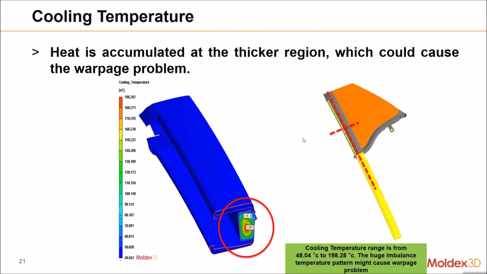Okay, so this is the first result from the simulation, and this is the cooling temperature. You can see the heat is accumulated at the thicker region, which could cause the warpage problem, just like I showed you on the previous page. I showed you many root cause factors that cause the warpage problem. The uneven thickness might be one factor. The cooling temperature ranges from 48 C to almost 200 C, as we can see on this temperature bar. So the huge imbalanced temperature pattern might cause the warpage problem.